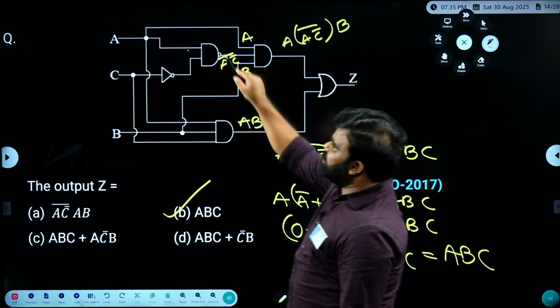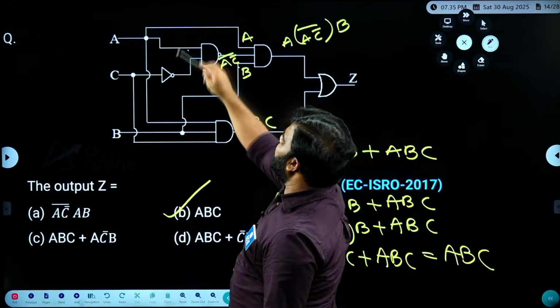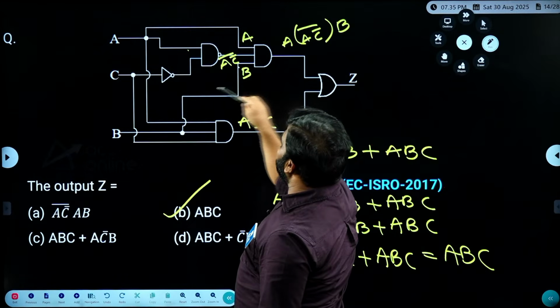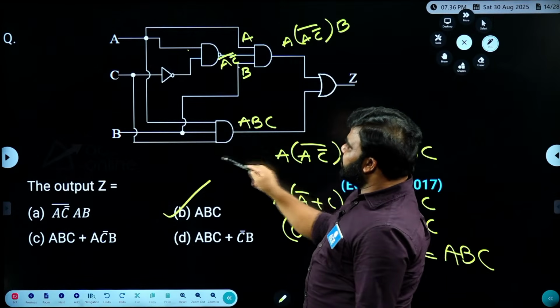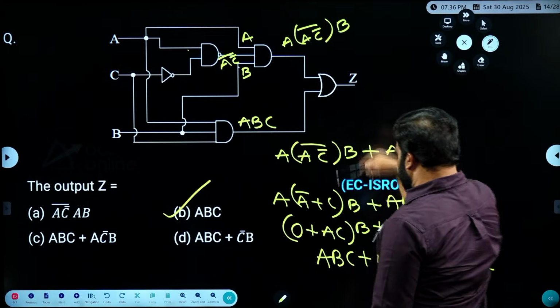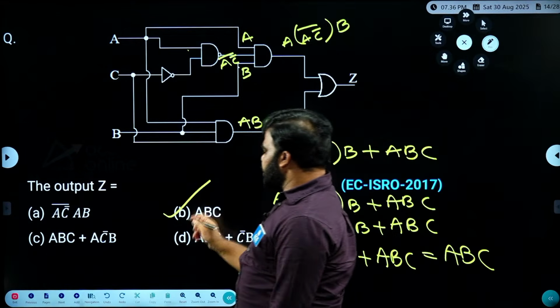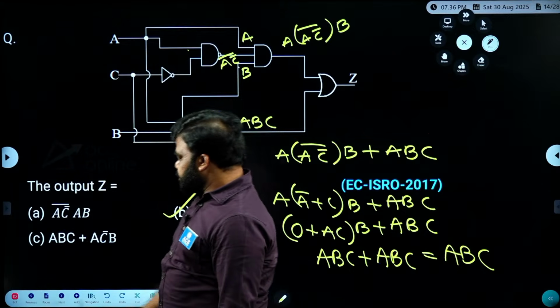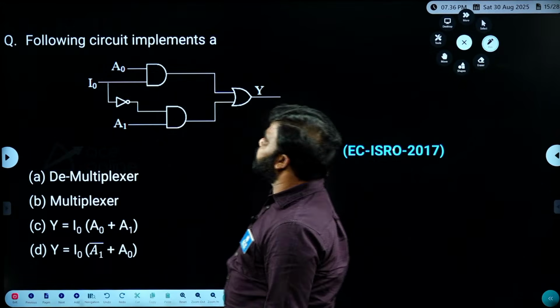Observing correctly, it is a NAND gate with A and C bar as inputs, (A C bar) whole bar, and another input is A, one more input is B. So finally the AND gate output is A bar and with B, and here this AND gate inputs are A, B, C, so it is A B C. So if you are simplifying, finally it is resulting A B C. So answer is A B C. Let us see next question.